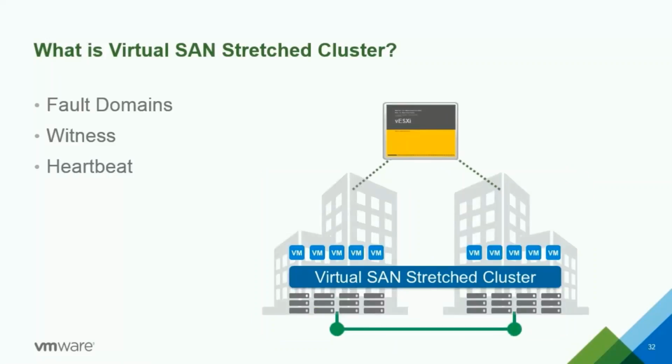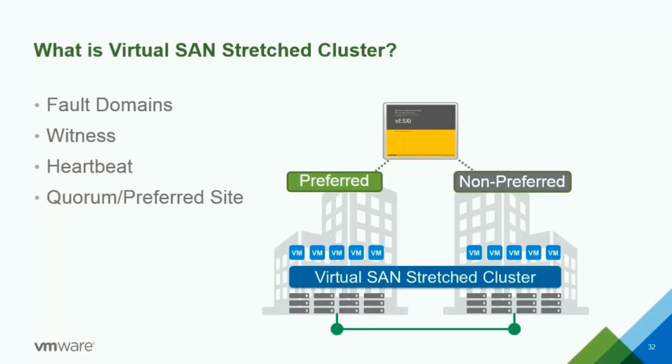How do we maintain communication between those sites? How do we define failure? We do that utilizing a heartbeat, and that heartbeat is sent out every second between all these different components, and the loss of 5 heartbeats in a row will trigger a failure.